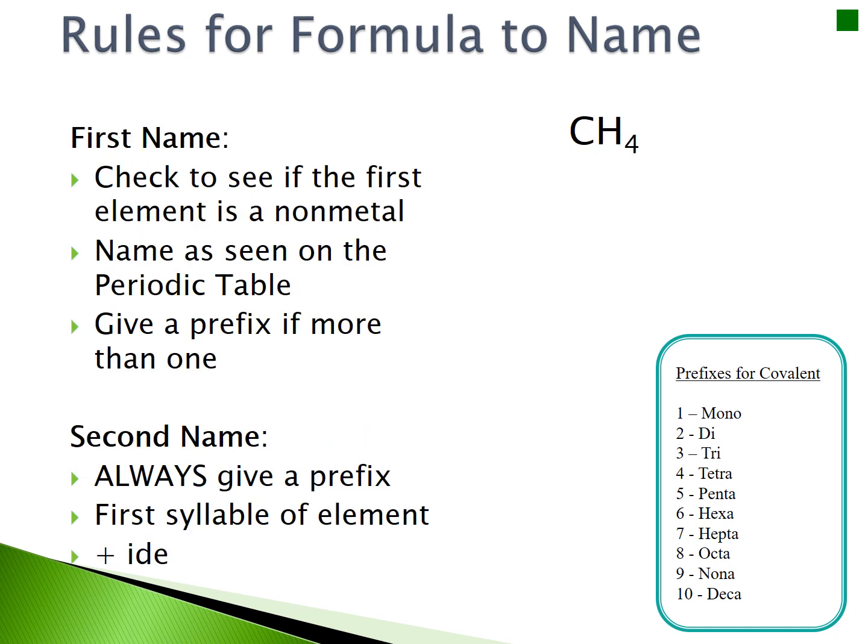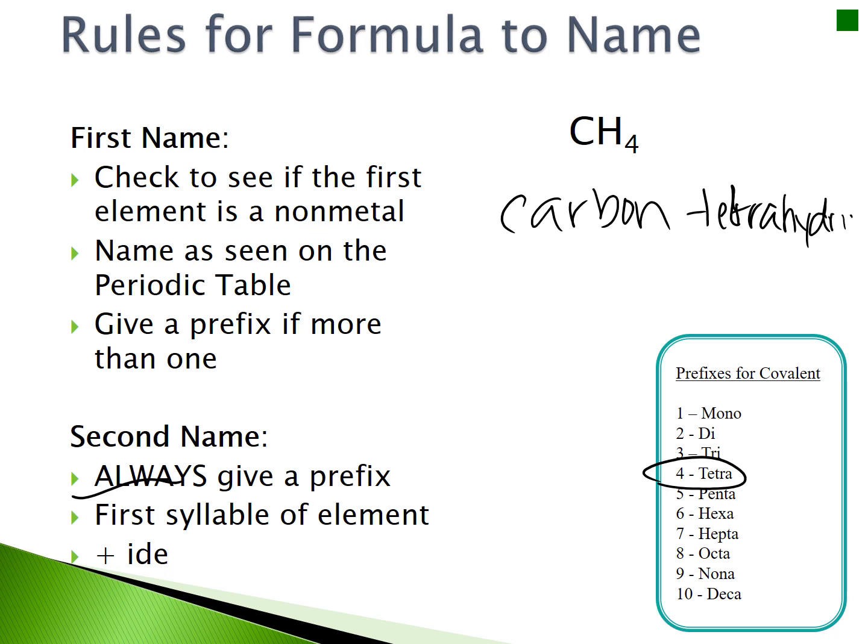Okay, CH4. Check to see if the first element is a nonmetal. It is. The name is seen on the periodic table, so we're talking about carbon. Give a prefix if more than 1. There's only 1 carbon, so we don't have to worry about that. The second one, you always give a prefix. The prefix for this one is 4, so it's tetra. Then the first syllable of the element, it's hydrogen, so it's hydr. Then you add the ide, so it's hydride. So this is carbon tetrahydride.